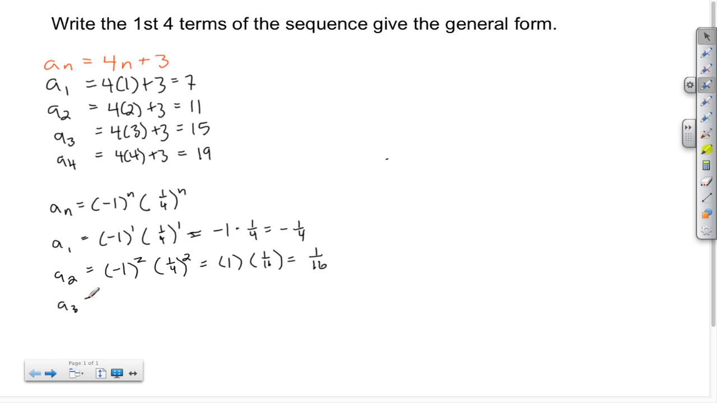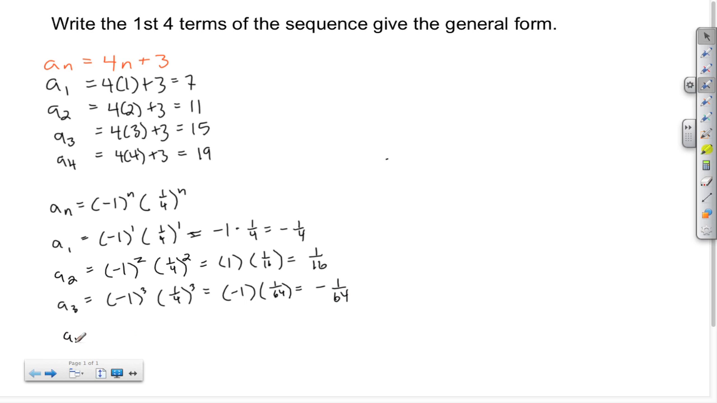When I want to find the third term, -1 raised to the third times 1/4 raised to the third. Well, -1 to the third power gives me a -1, and then 1/4 raised to the third power, well, 4 to the third is going to give me 64. So here my answer is -1 times 1/64 to give me -1/64.